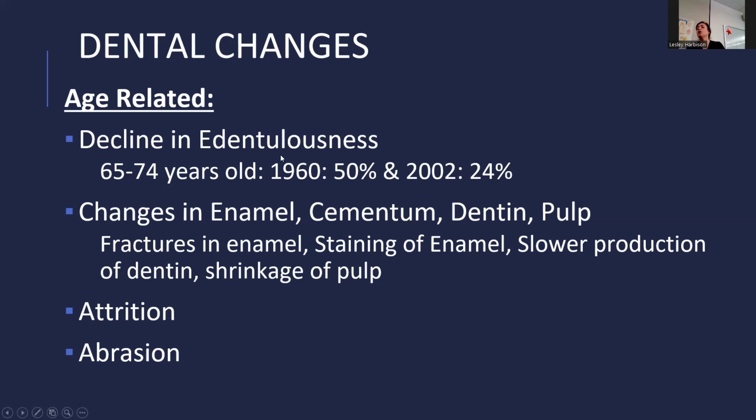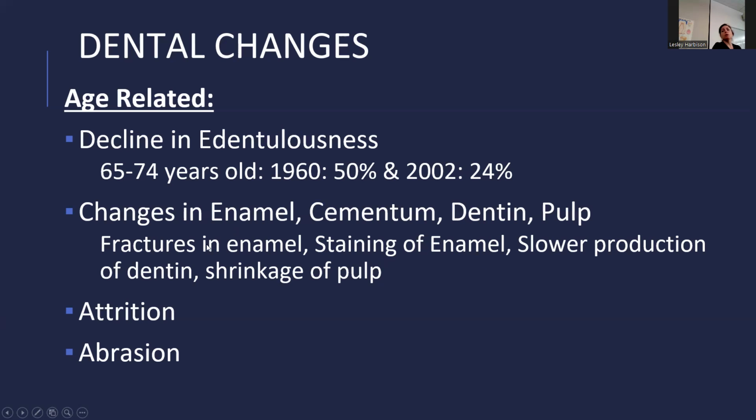So from the early 1960s, it was 50%, and this is an old number, so it could be a lot more, but this was from the text, 2002, down to 24% decline in edentulousness. So it's really changed. But we do see changes in the enamel, the cementum, the dentin, and the pulp, and this is just sort of in general aging, and it's going to vary. Somebody who's ground their teeth or had a heavy maybe acidic diet or just genetics have played a part, they're going to have more wear on their teeth, they're going to have more staining, they will have more microfractures.